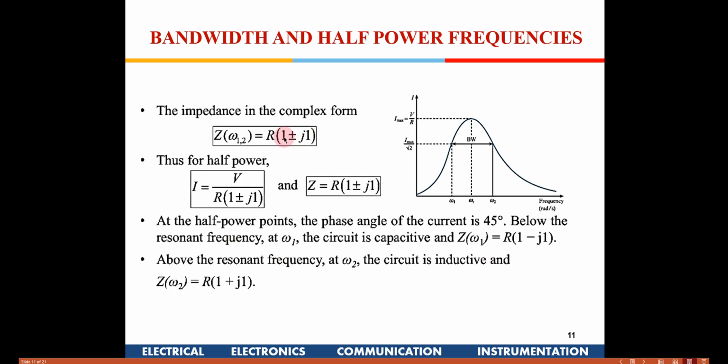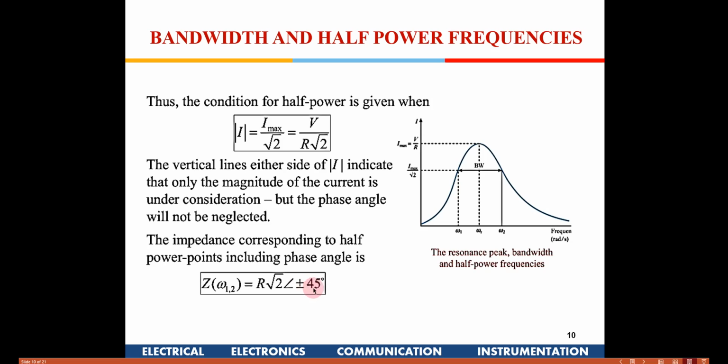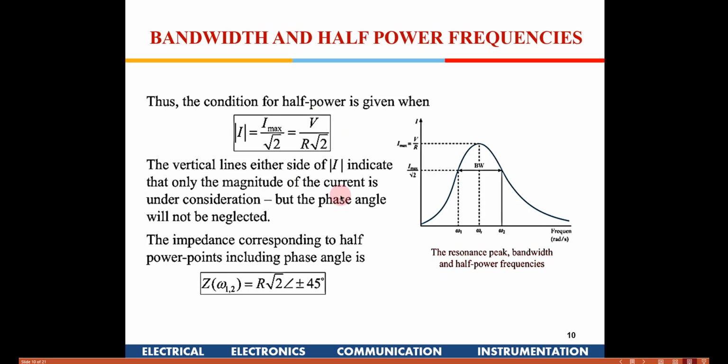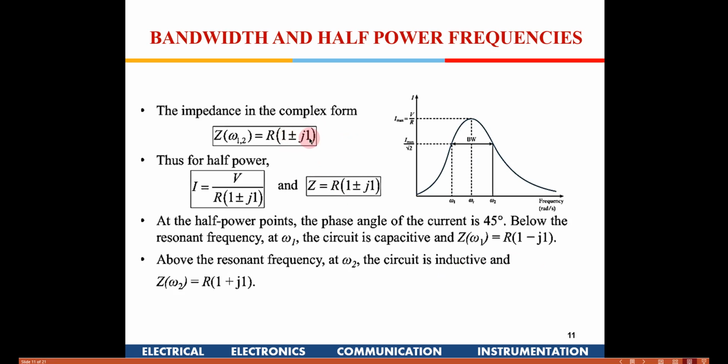If you see R root 2 at plus minus 45 degrees, and I write it in rectangular coordinates, it can be written as 1 plus minus j. So these are the two impedances. At half power, at omega 1, it will be R into 1 minus j, and here it will be R into 1 plus j. So these are the two impedances for computing the bandwidth.